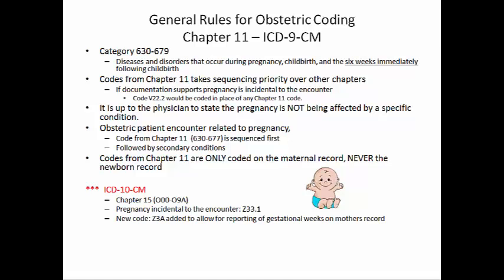code from Chapter 11. So an example, even if the patient came into the ED and they fell and they broke their foot, normally you probably know it probably isn't related to the pregnancy, but if the physician does not document specifically that broken foot or broken bone is unrelated to the pregnancy, the coder is going to first code from Chapter 11. And Chapter 11 codes are only coded on the maternal record. They are never coded on a newborn record.